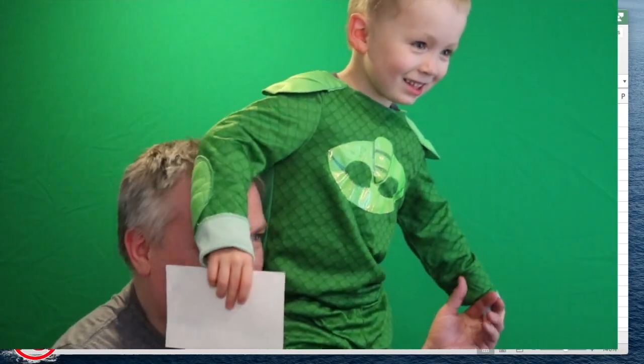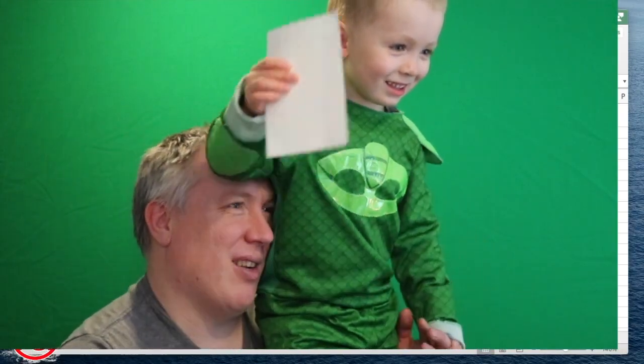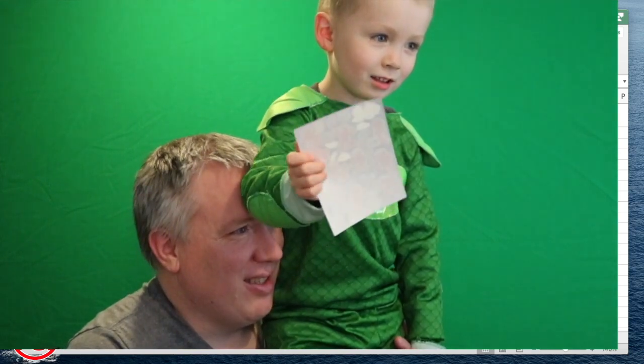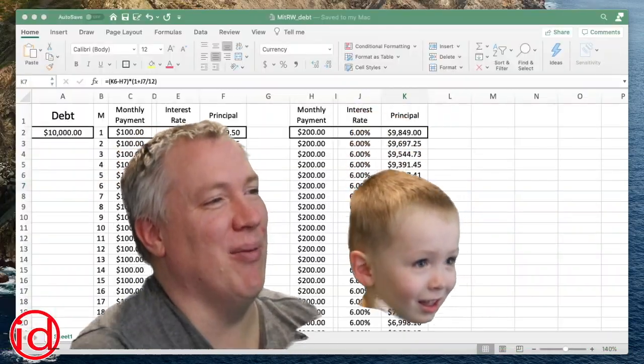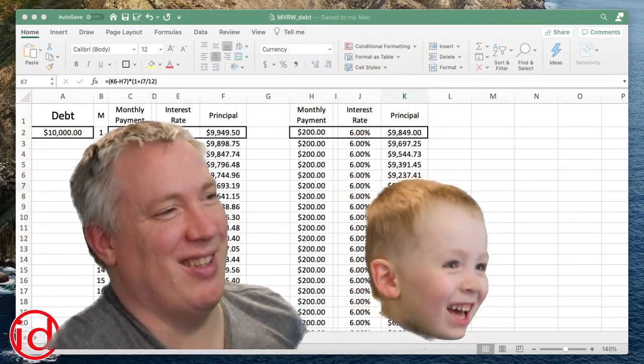Hey Theo, I see you've got your gecko costume on. Do you want me to turn on the green screen effect? All right. Oh, there you go. You're invisible. Okay.